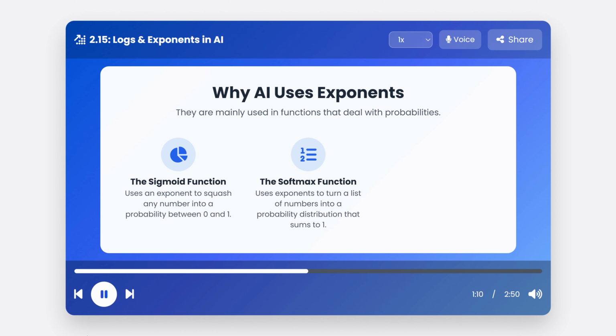So why do AI models use exponents? They are a key ingredient in some of the most important activation functions. The famous sigmoid function uses an exponent to take any number, no matter how large or small, and neatly squash it into a probability value between 0 and 1. The softmax function does something similar for a whole list of numbers, turning them into a probability distribution.